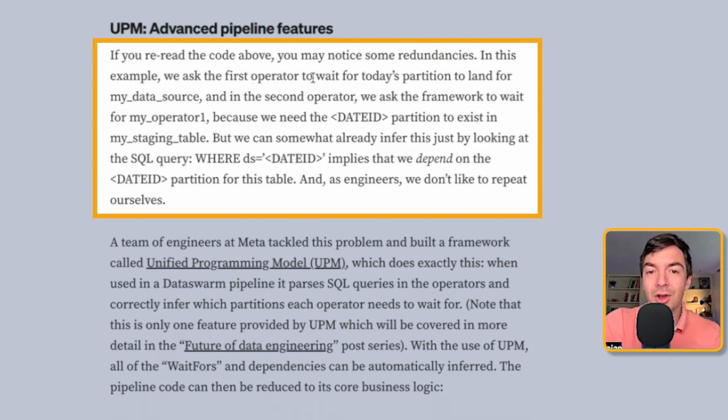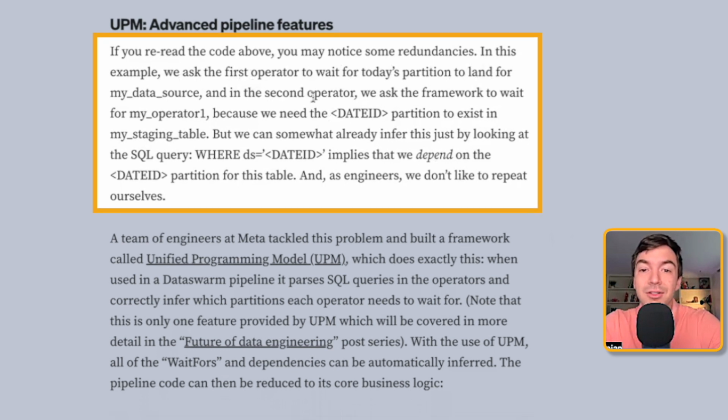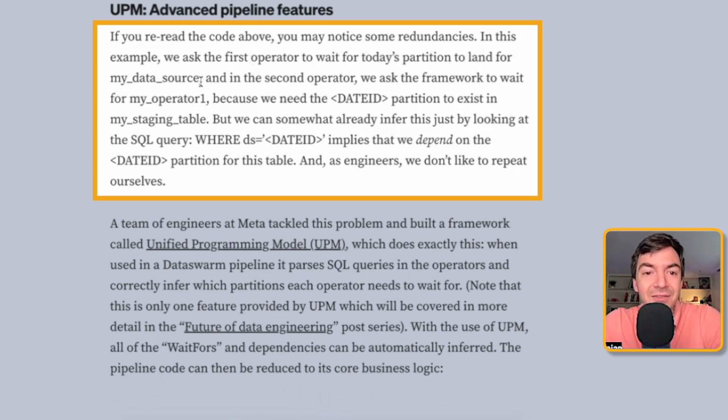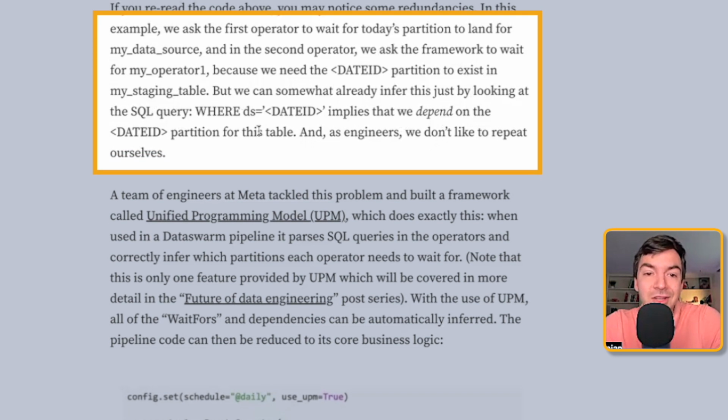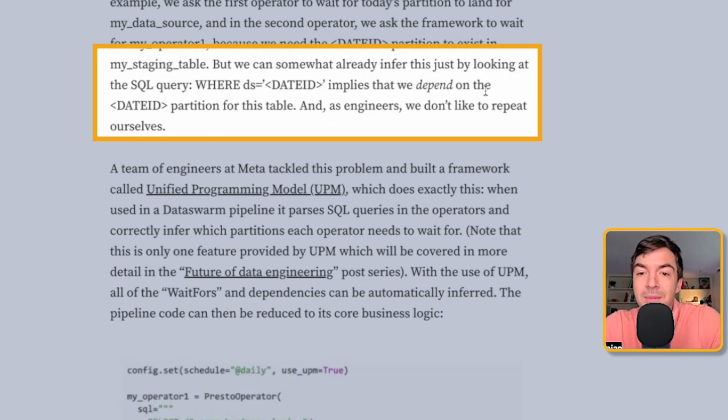So if you reread the code above, you may notice that there's some redundancies in it. In this example, we asked the first operator to wait for today's partition to land for my data source, and in the second operator, we ask the framework to wait for my operator 1 because we need the date ID partition, so that data from partition 1 exists in the staging table. But we can somewhat already infer this just by looking at the SQL query where ds equals date ID, which implies that we depend on the date ID partition for this table.